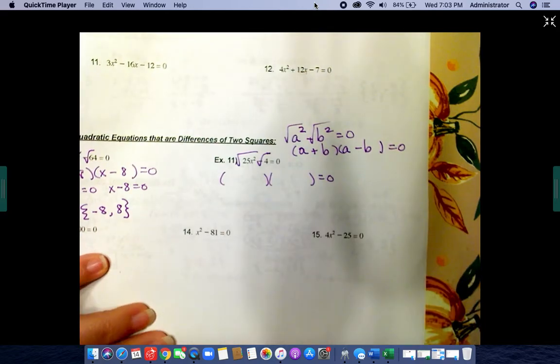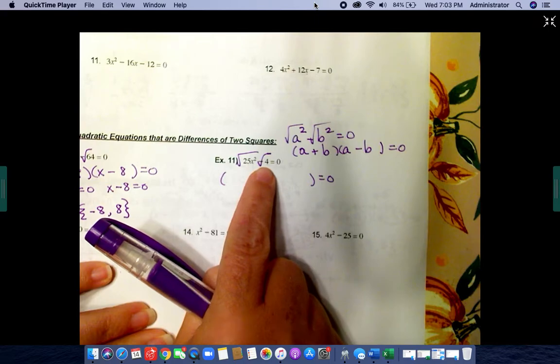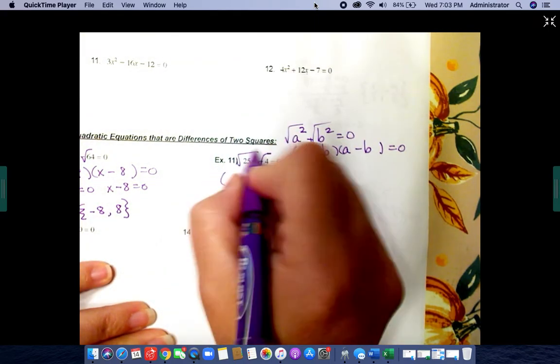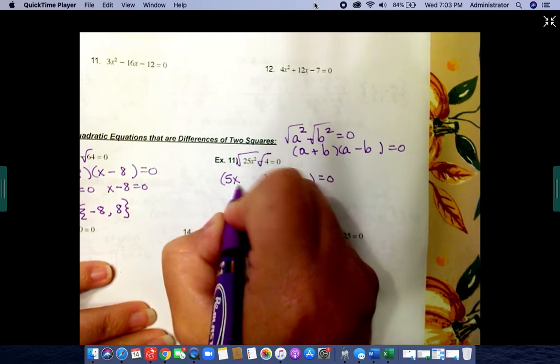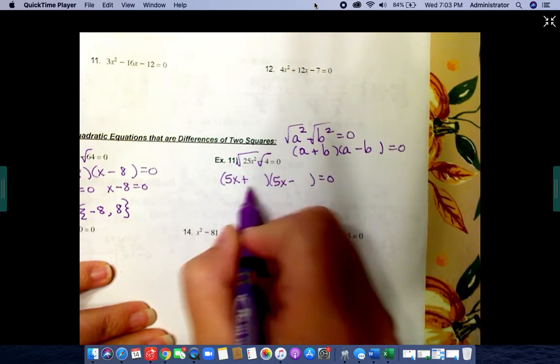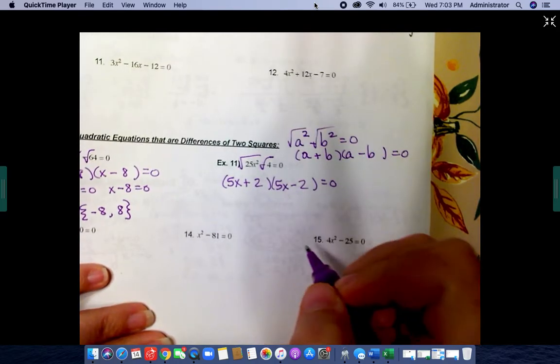So in terms of work, what work do I want to see? I want to see you take the square root of each of these terms. So make sure you put in that square root. So this would be 5x and 5x. One is a plus, one's a minus. No, the order does not matter. And the square root of 4 is 2.